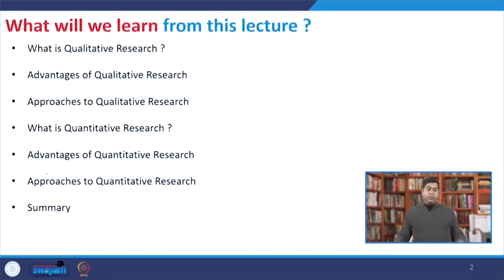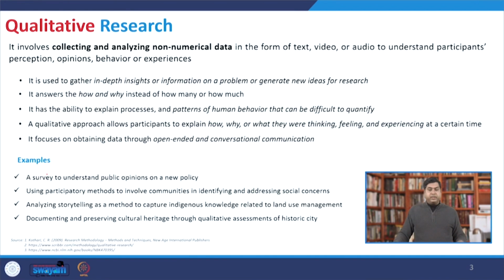Today what we are going to learn from this lecture is a clear definition of qualitative research, the advantages of qualitative research and its application area, and approaches to qualitative research, the different ways by which we can do that. Then we move to quantitative research, its definition, the advantage of applying quantitative research in our domain, especially in planning and architecture, and approaches to quantitative research. After that we'll summarize our learning. So let's get started with qualitative research.